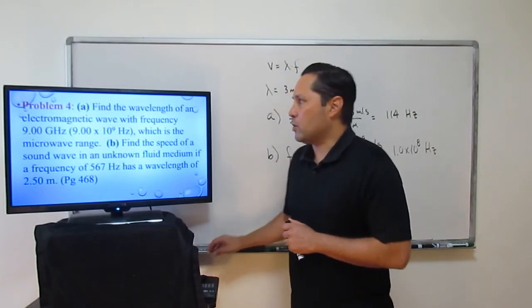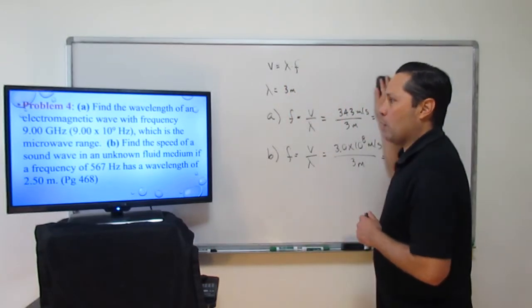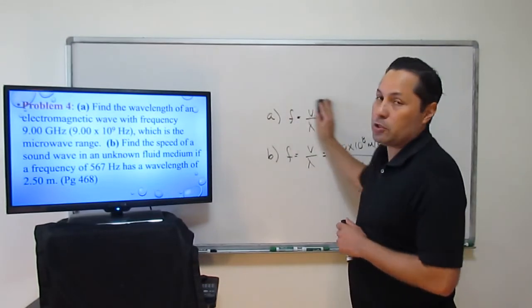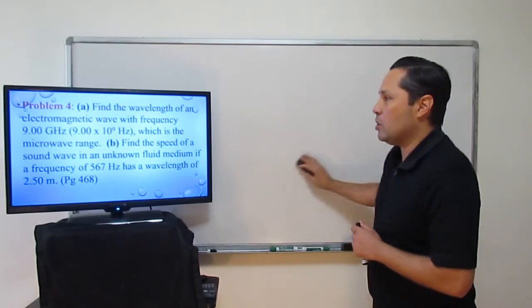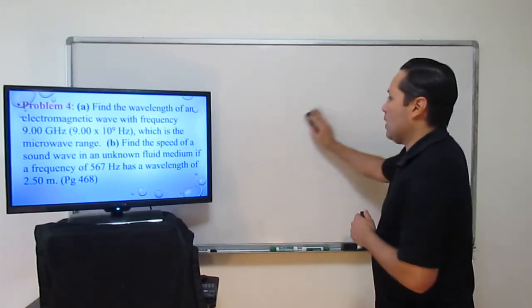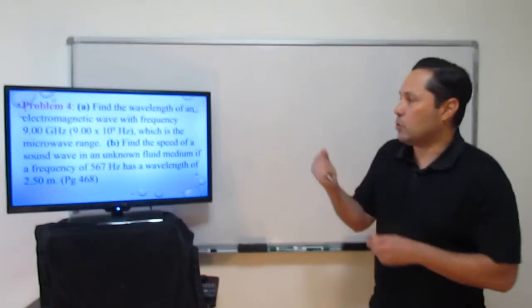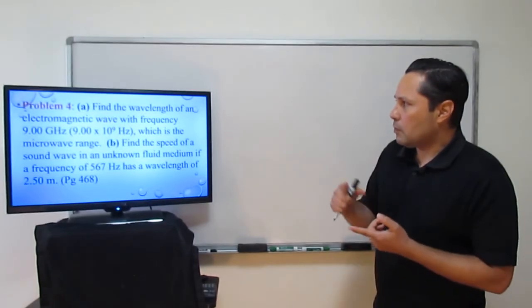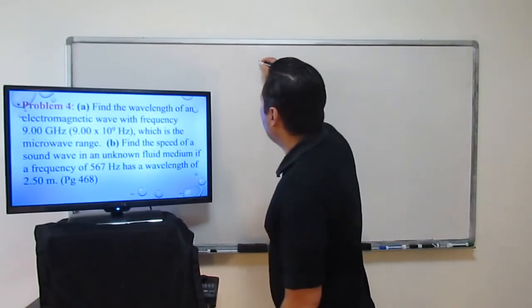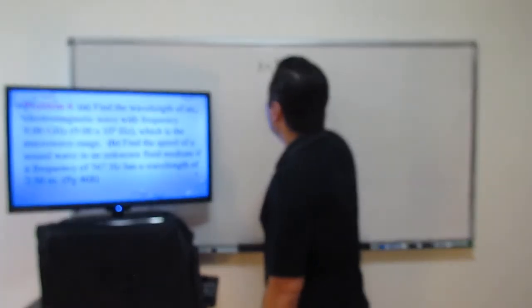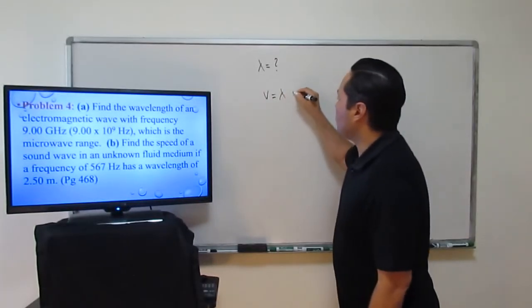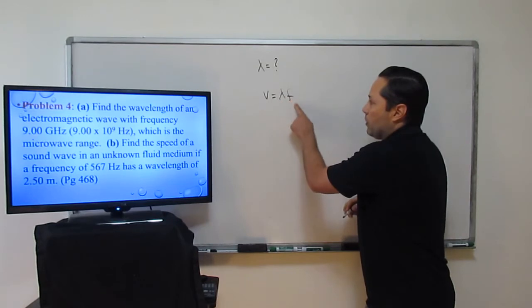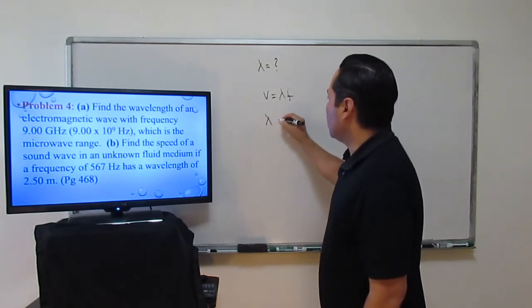In problem number 4, they ask you to find the wavelength of an electromagnetic wave with a frequency of 9 gigahertz, which is 9 times 10 to the 9 hertz, which is the microwave range. Alright, so let's do that. So we're looking for wavelength here. The formula is this. And again, we're looking for wavelength, so we're going to modify it so it looks like this.